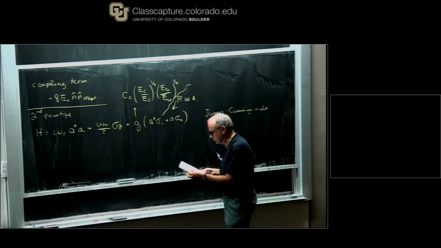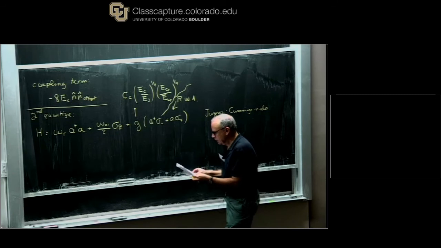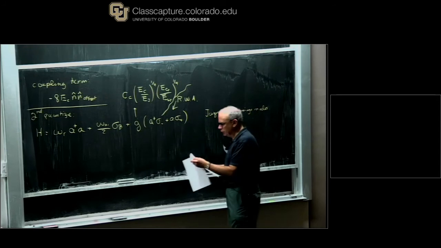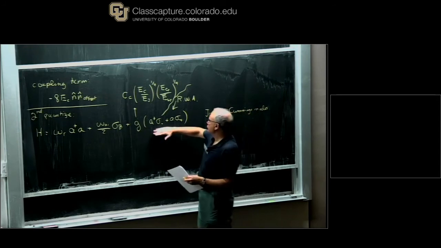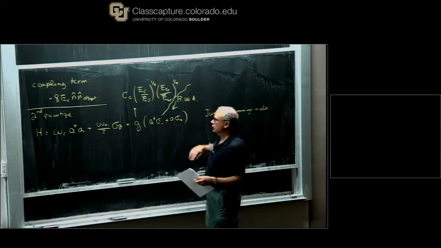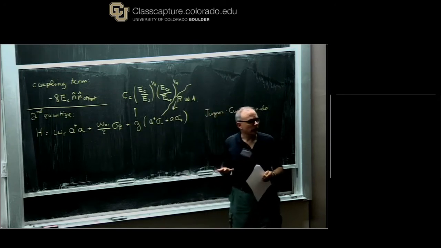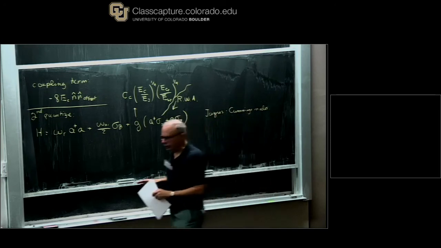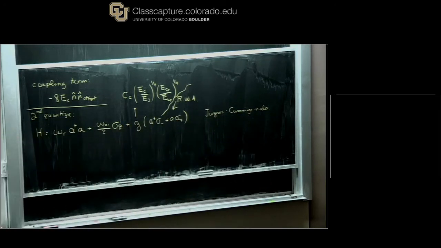Let's see, which of these things do I want to do? I guess one thing that's maybe nice to know, if you haven't seen this, is that this, especially once I've made this rotating wave approximation, is a trivial quantum Hamiltonian. That is, I can immediately exactly diagonalize it. And I don't think I was taught that the first time I saw this model, so let me make sure that none of you are left in that particular style of ignorance.